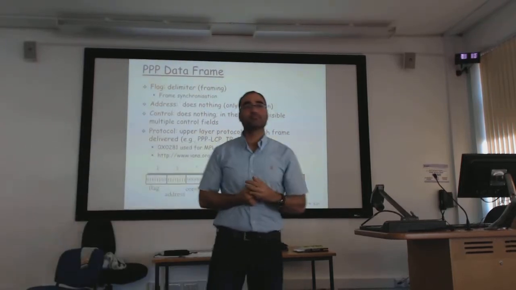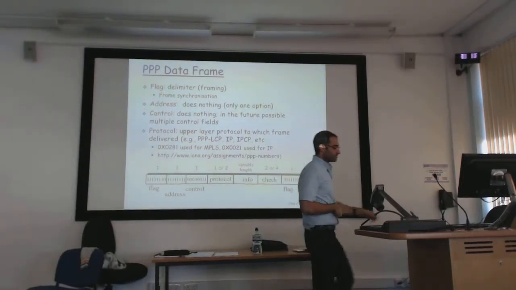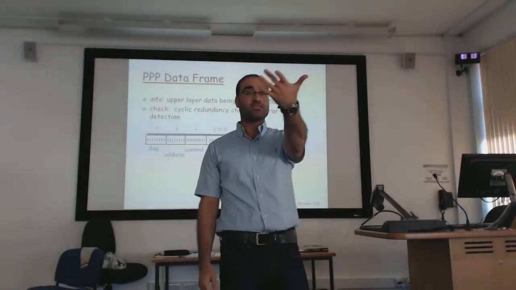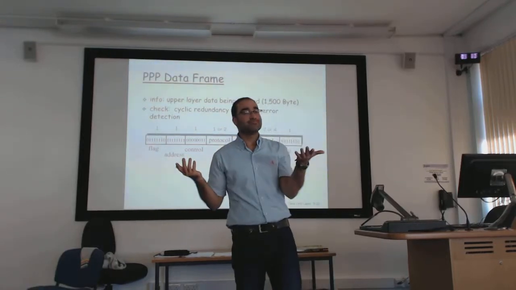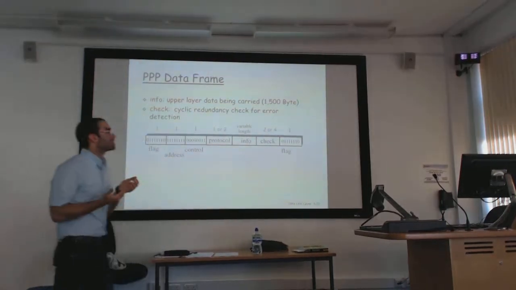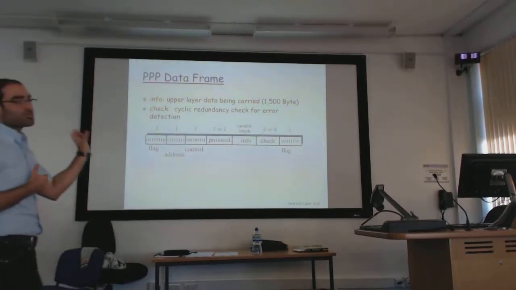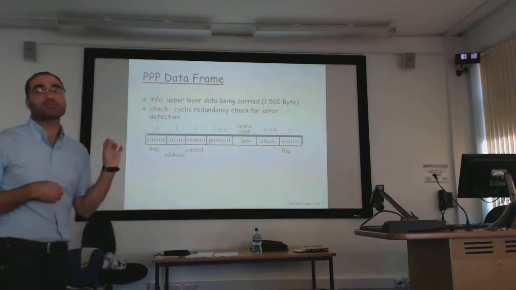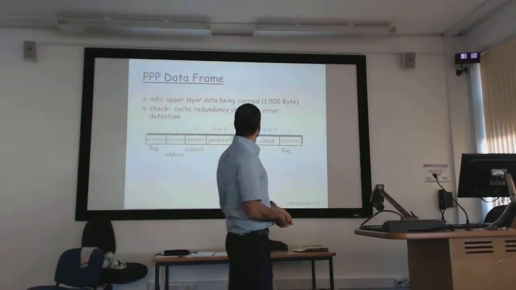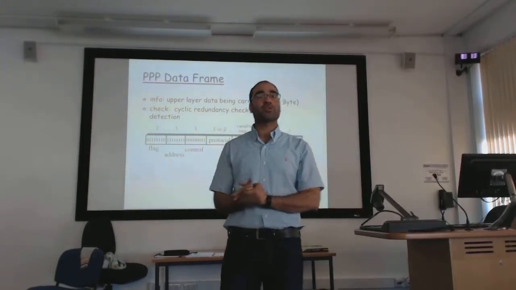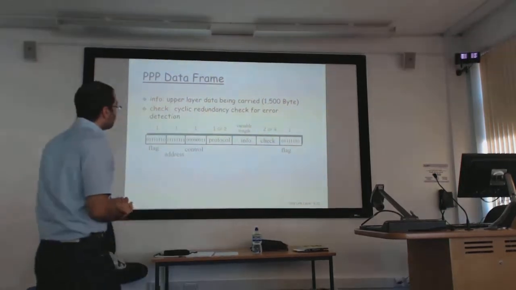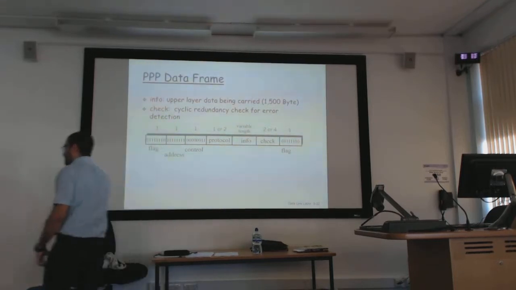Information, what does that contain? What do you think? Data. So in here, what do you have from layer 3 again? Datagram. They come in different and variant sizes, but the main size within point-to-point protocol is 1,500 bytes of actual data. What's check? Error detection. Your actual error detection of cyclic redundancy check. That's your check. And finally, the flag.